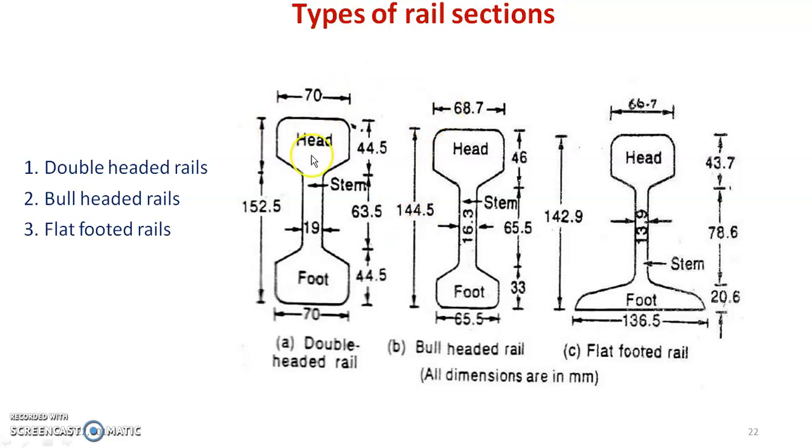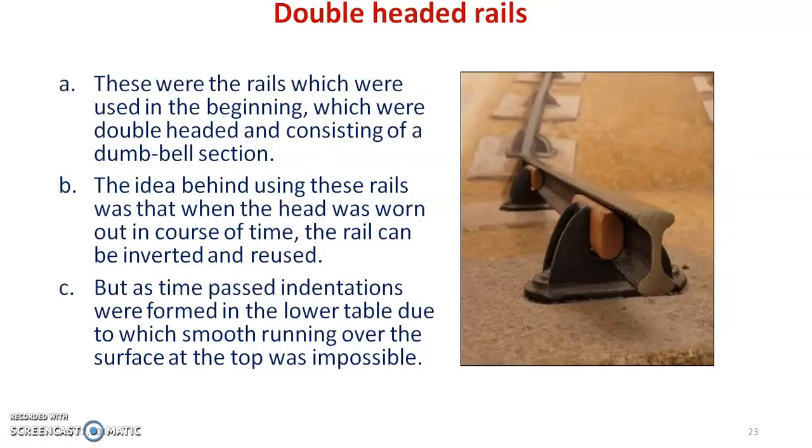The first picture is the double-headed. Both the head, that is the top flange, and the bottom flange, the foot, are of the same size, 70 mm. You can see the difference in the bull-headed rail. The top portion width is 68.7 mm, but the bottom portion width is 65.5 mm. And in the flat-footed rail, the top portion is 66.7 mm, but the foot is of larger width, 136.5 mm. This is the difference between the different sections of rail.